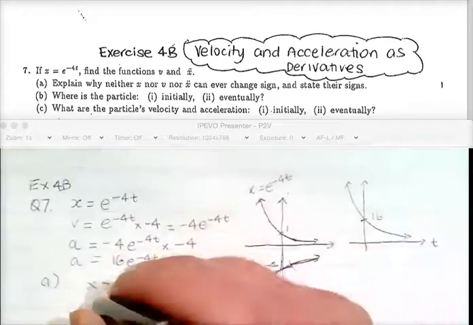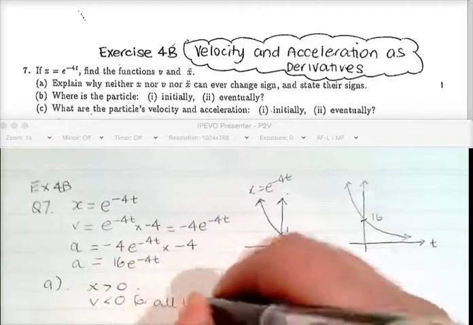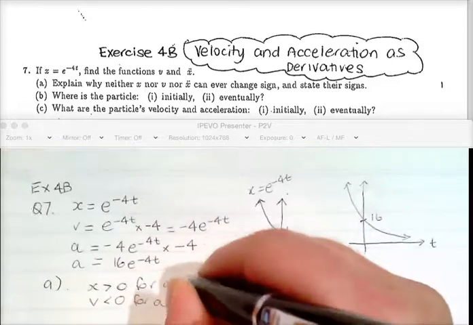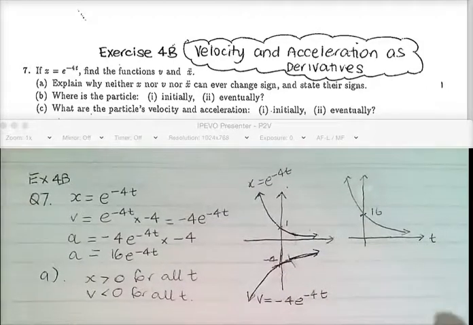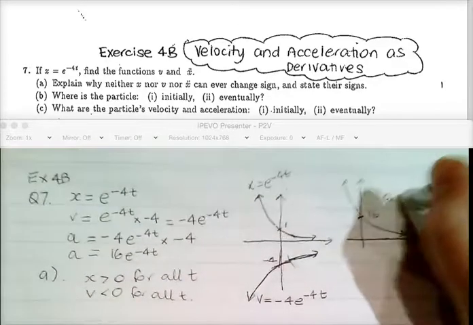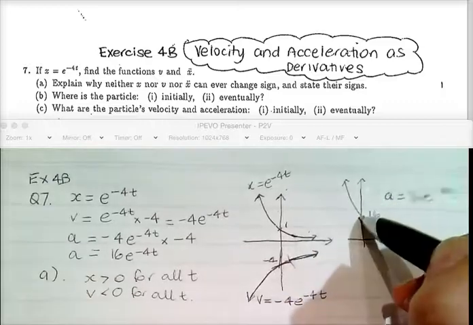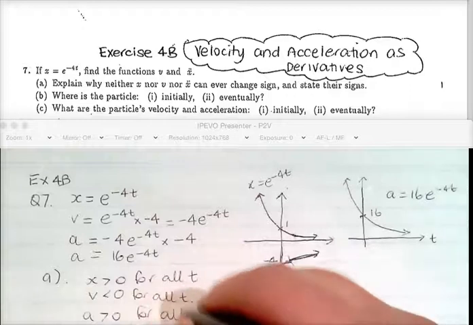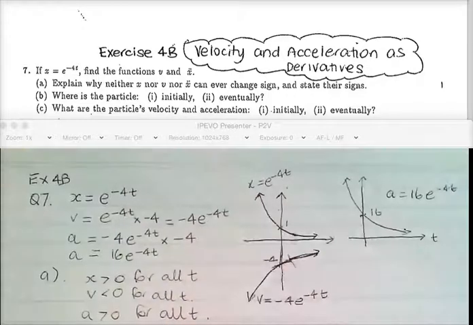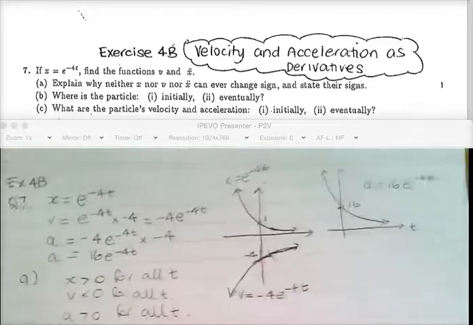So we can see that also v is less than 0 for all t, therefore it never changes sign. X is greater than 0 for all t, therefore it never changes. And a quick sketch for a, acceleration equals 16e to the negative 4t, would look like this, cutting through at 16. Again, a is greater than 0 for all t, and therefore a never changes its sign. So therefore you'd be saying that a is positive, v is negative, x is positive.